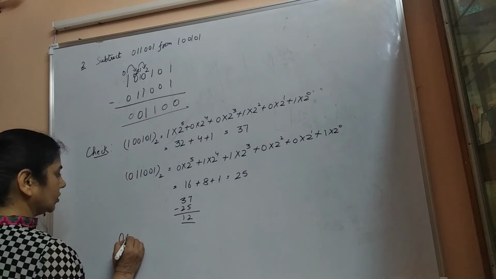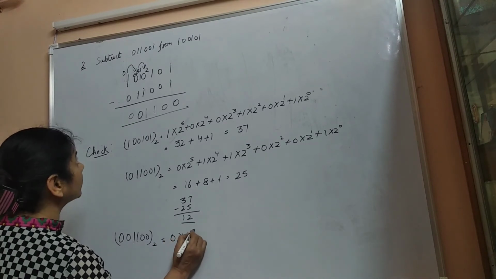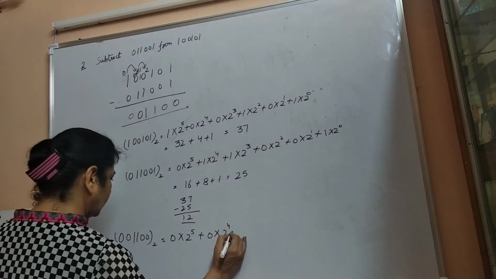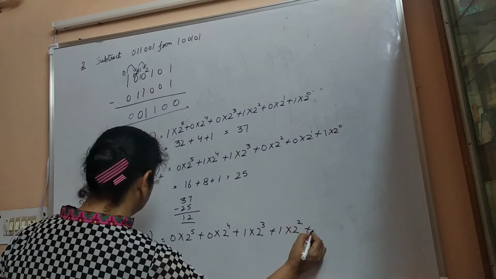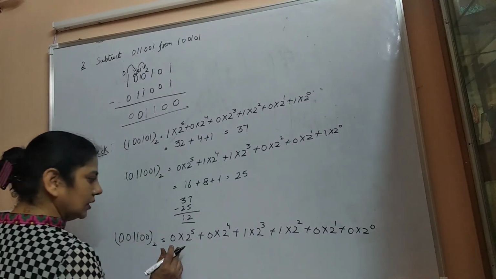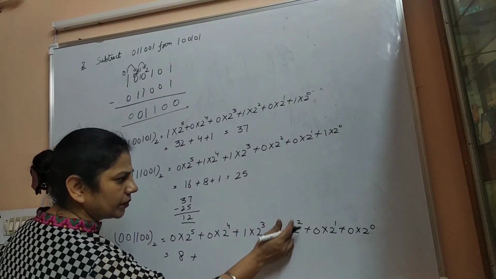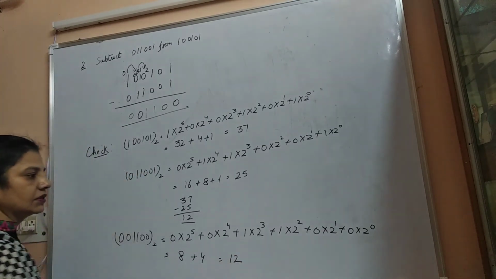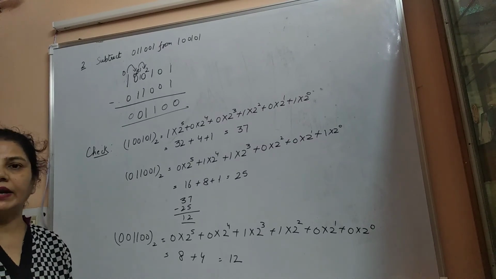Our result is 0 0 1 1 0 0 to the base 2. So 0 into 2 to the power 5 plus 0 into 2 to the power 4 plus 1 into 2 to the power 3 plus 1 into 2 to the power 2 plus 0 into 2 to the power 1 plus 0 into 2 to the power 0. Let me check. 0 multiplied by anything is 0. Again 0. 2 to the power 3 is 8 plus 2 to the power 2 is 4. I am left with 8 plus 4, which is 12. So the result is 12. Hence we have checked it, and this is the way we have to subtract two binary numbers.